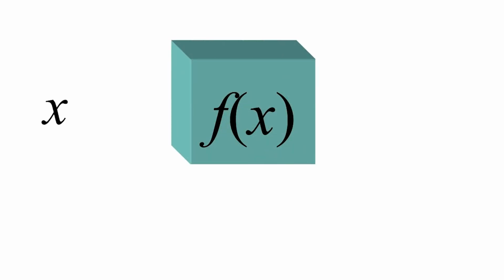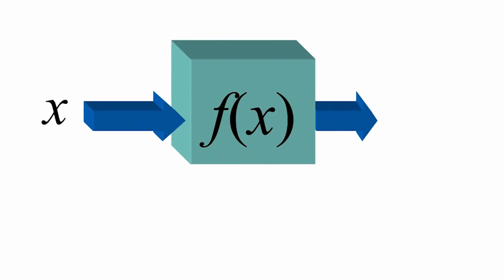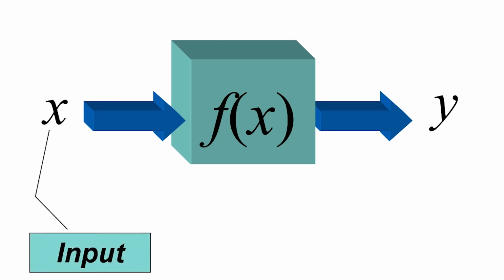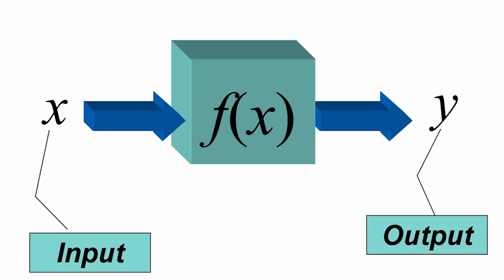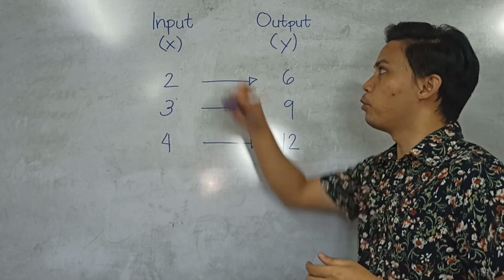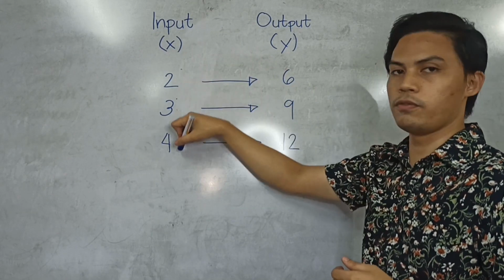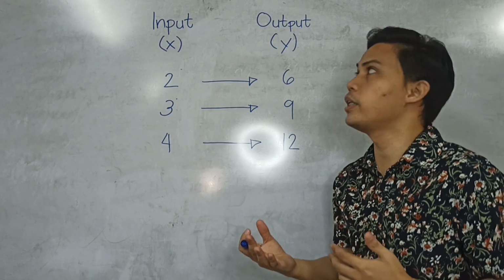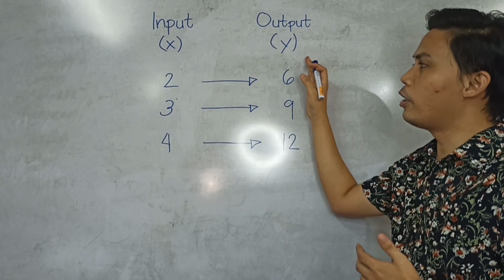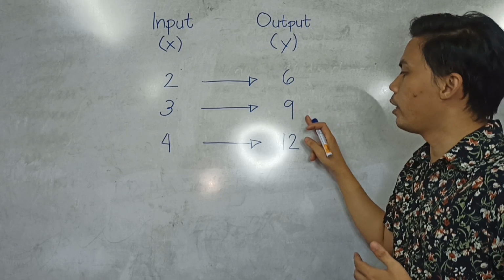Hi learners! Today we're going to talk about function. So, ano nga ba ang function? Ang function ay parang isang machine na nag-a-apply ng specific rule sa isang input para makaproduce ng isang unique na output. Halimbawa, kung ang input or x values natin ay 2, 3, at saka 4, tapos yung corresponding output or y values nila ay 6, 9, and 12.